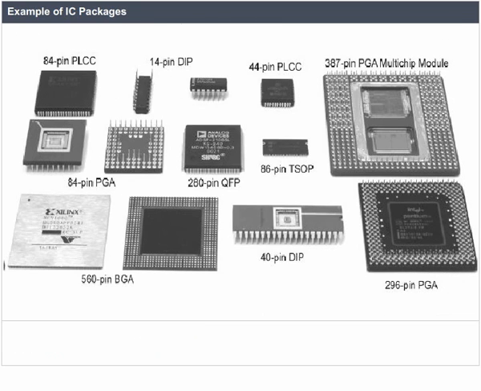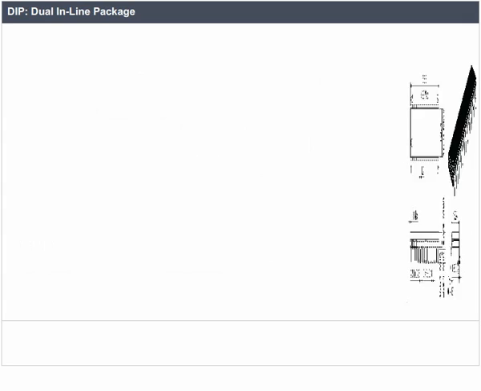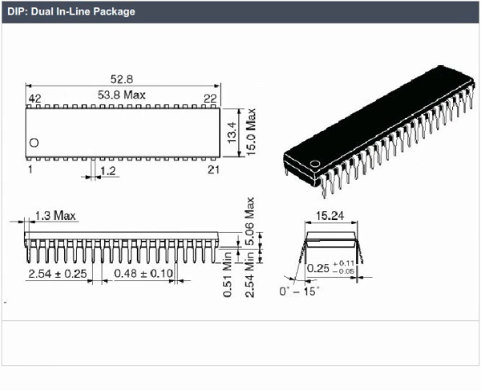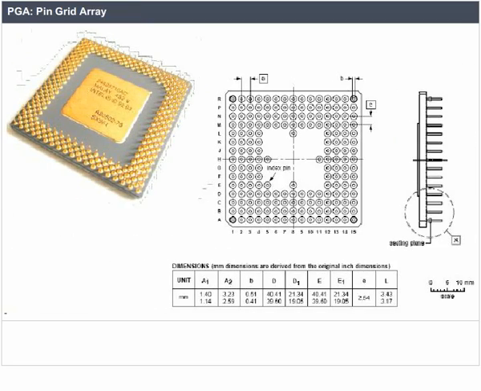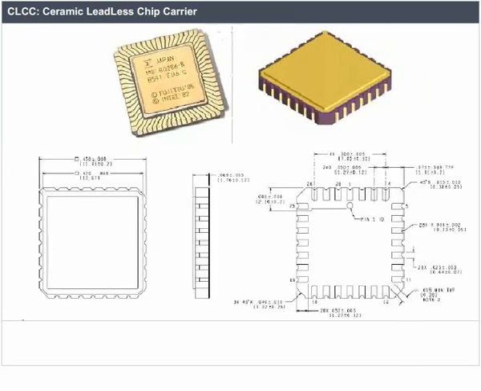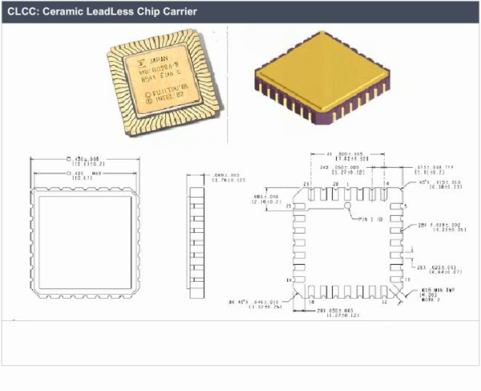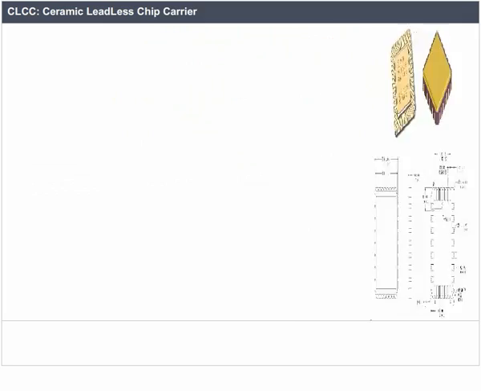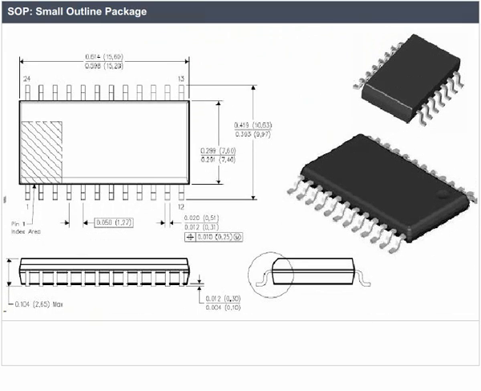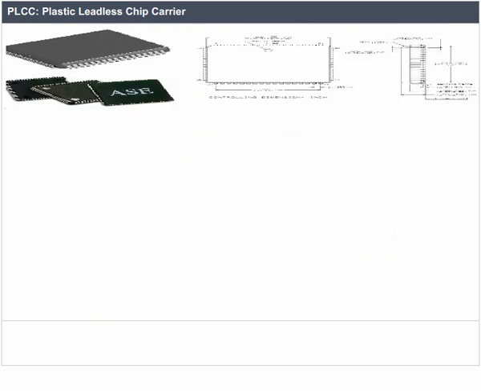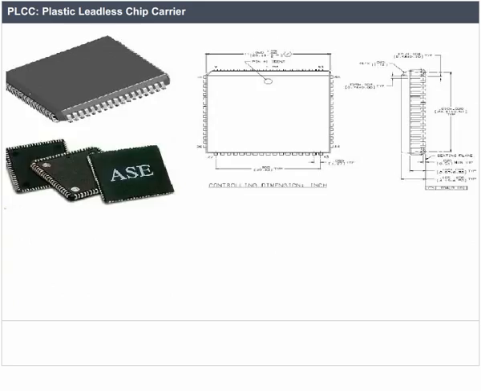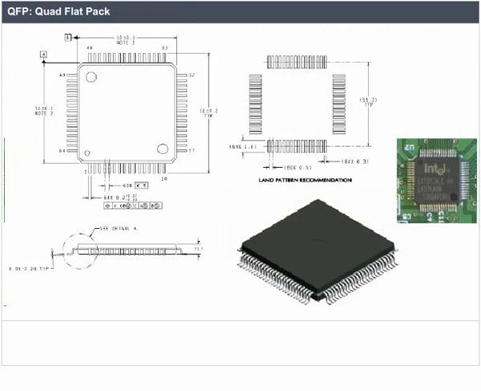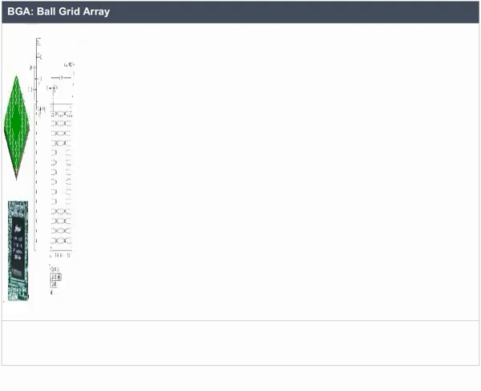Examples of integrated packages. Dual inline package. Pin grid array. Ceramic leadless chip carrier. Small outline package. Plastic leadless chip carrier. Quad flat pack. Ball grid array.